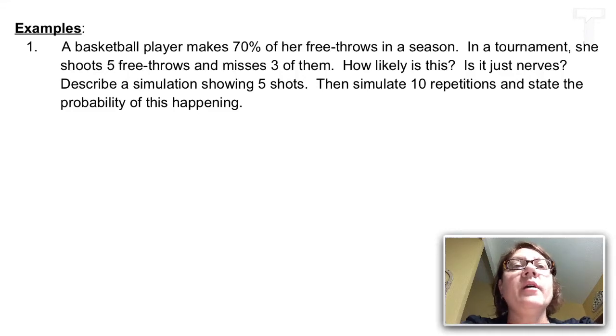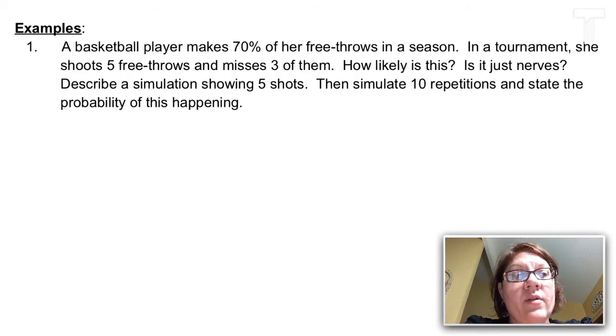Okay, so I read the prompt. I have a basketball player. Somebody's kept stats on her. She has a 70% free throw shooting average. And in a tournament, she had 5 free throw opportunities but missed 3 of them. So, from a statistical standpoint, I'm curious, is this unusual or not?